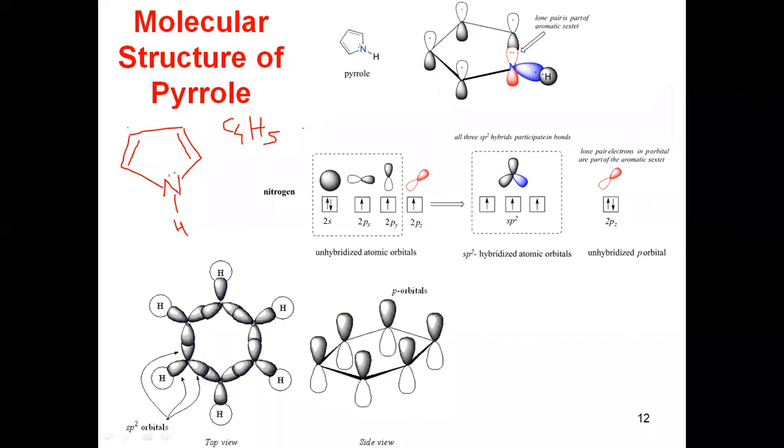Okay, 5 hydrogen, and the number of nitrogen is 1. So this is simply the formula of pyrrole, C4H5N. Okay, the next thing is here.